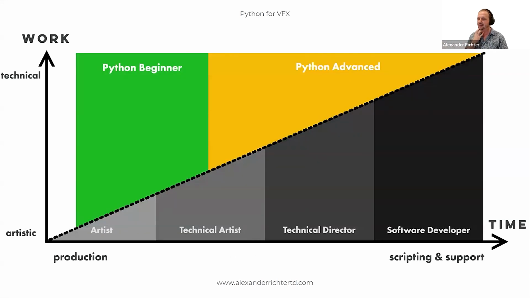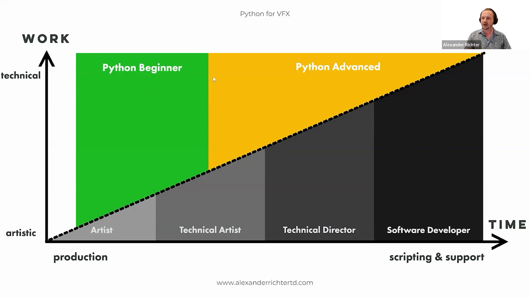And so this is the graph that I created because I was trying to differentiate between beginner Python and advanced Python. Basically, if you are an artist, you can have Python, but you don't need to do it. But the moment you move more into a technical role, a scripting support role, the more you become a technical artist, then a technical director. At the end of these, it's like the pipeline TD, and then at the end the software developer. So the less you are involved in the art, the less you are involved in the final result, the more you become support, the more you're probably a scripter and so on.